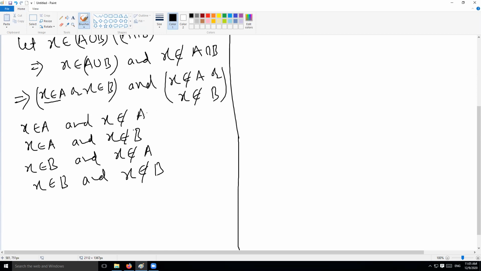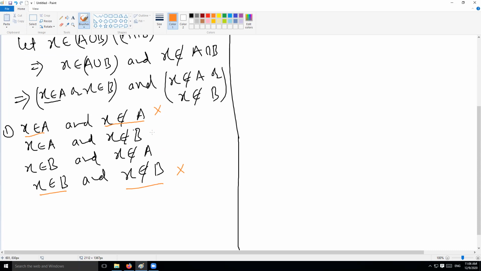But the question is, can this first possibility be true? I'm going to say no, because that's a contradiction: X is in A and X is not in A. So this is not true. Can the last statement be true, that X is in B and X is not in B? You're going to say this is also a contradiction, so this can't be true.